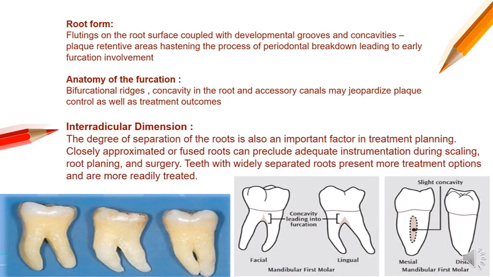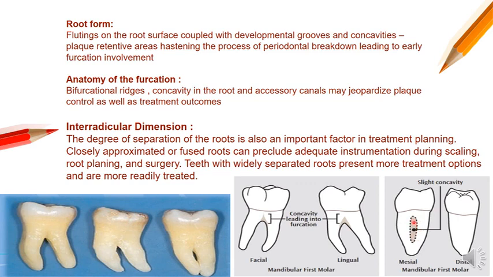Root form. Presence of flutings on the root surface, coupled with developmental grooves and concavities, are plaque retentive areas hastening the process of periodontal breakdown, leading to early furcation involvement. Presence of fluting, like here, or concavities on the root represent areas of plaque retention. So it will both result in early and rapid exposure and be difficult to maintain clean.